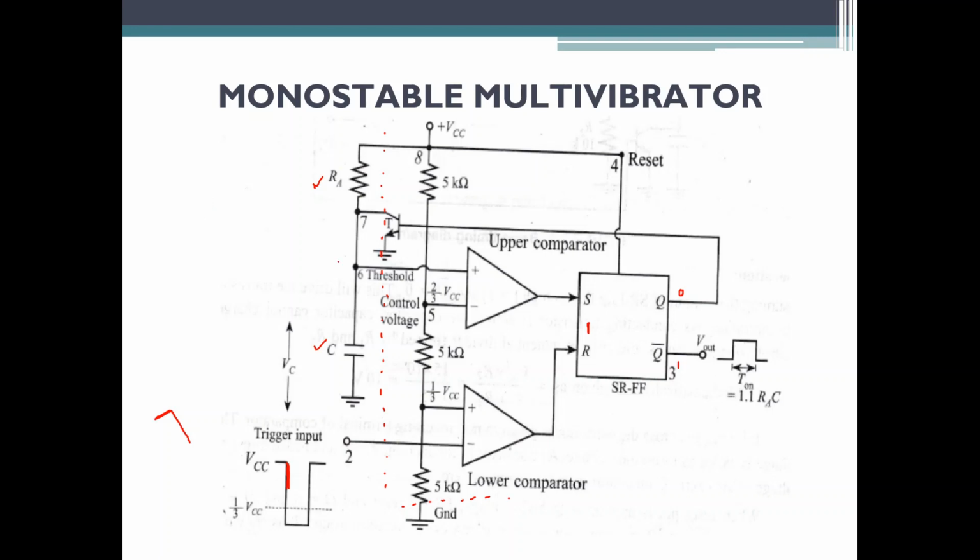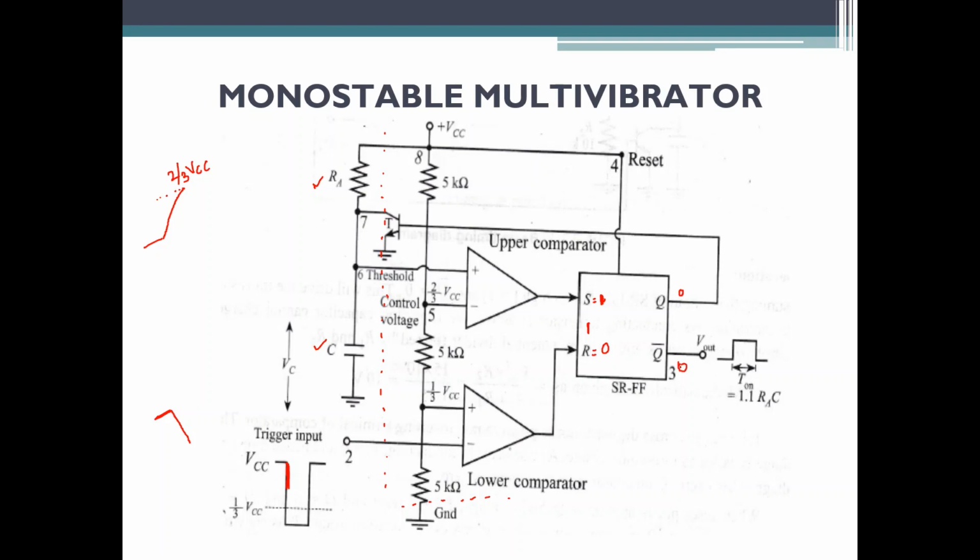Now, what is happening? Your capacitor is charging exponentially. Once the voltage of the capacitor reaches 2 by 3 VCC, the upper comparator output goes high. Upper comparator output going high means S becomes 1 and R becomes 0. When S becomes high, Q is equal to 1 and Q bar will be 0.